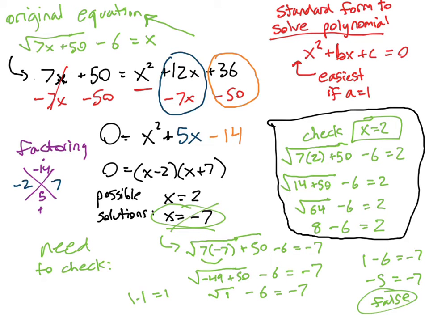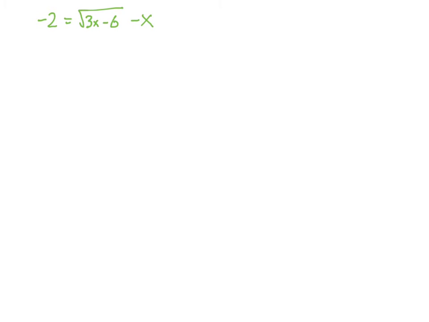We say that that is an extraneous solution, meaning it seems like it was true at first, but it didn't work when we plugged it back into that original equation. All right, let's try another example.